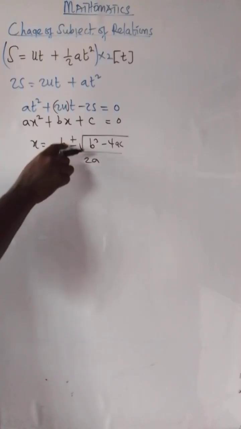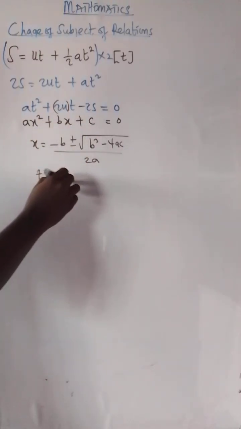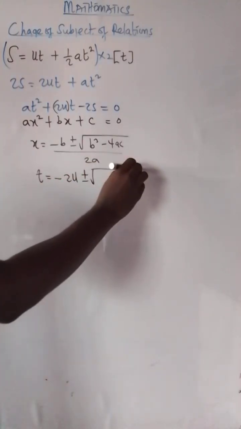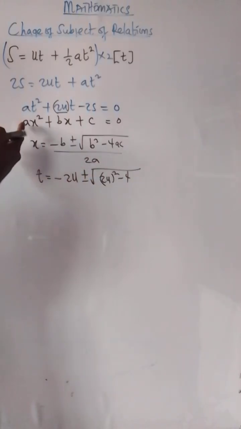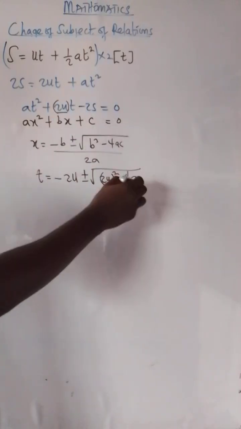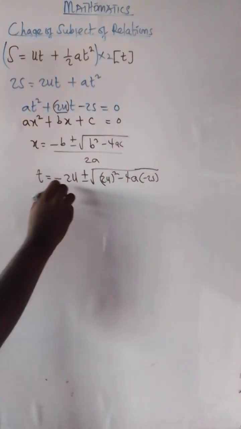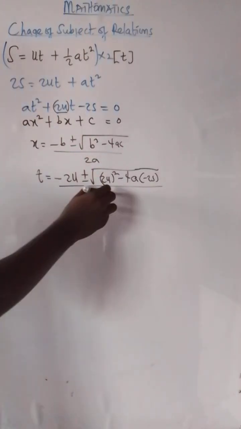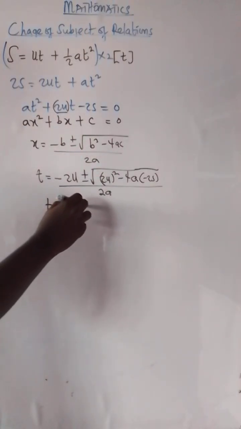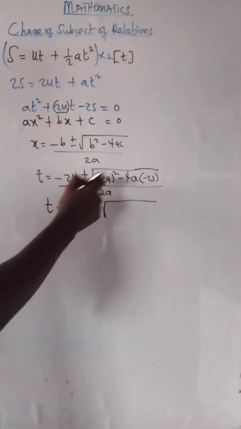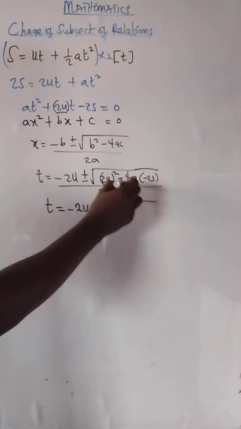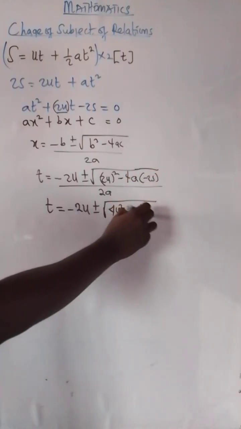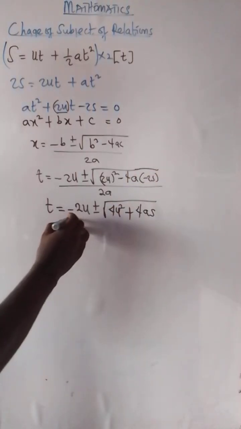So in this case, what's our x? Our x is t. So t becomes minus b, and b is what is beside t, that's 2u, plus or minus the square root of b squared, that is 2u squared, minus 4 times a, which is a, times c, which is minus 2s, over 2a, where our a is a. So t becomes minus 2u plus or minus the square root of 2 squared, which is 4u squared. Minus minus gives us plus, then we have 4as, over 2a.